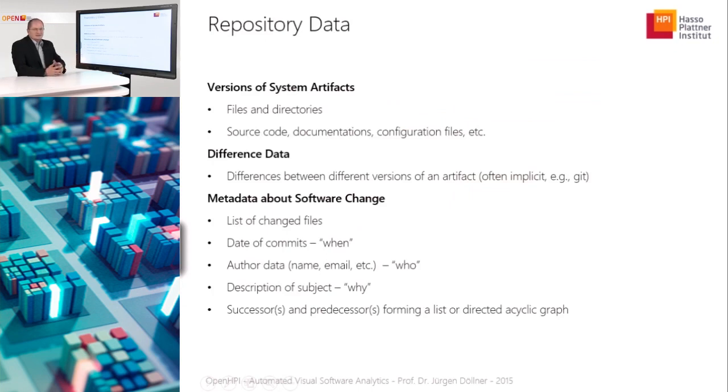Now, what is actually stored in a version control system? That's an important question, because in software analytics, we would like to mine and examine this data. Across all different version control systems, we have very similar schemas for the repository data. Of course, in the repository, we store the different versions of the system artifacts. That means the files, the whole directories, the subdirectories that contain, for example, implementation files, the source code, maybe documents, and any other files that belong to the system's implementation.